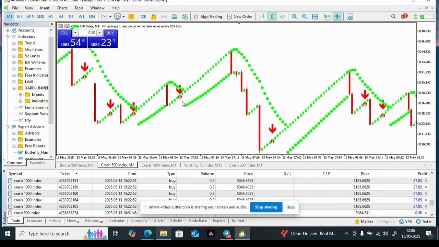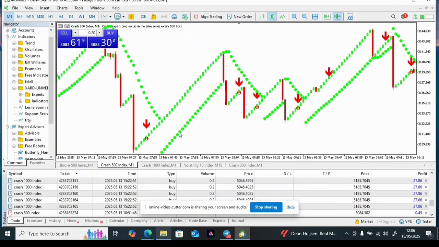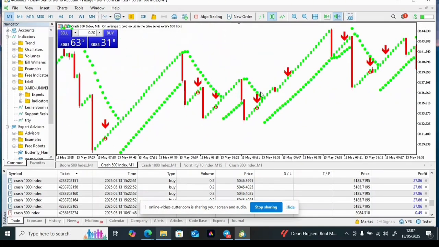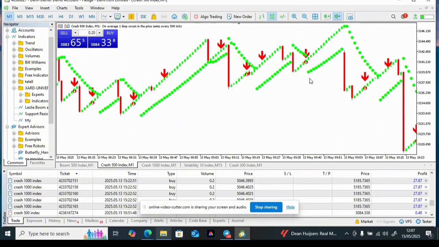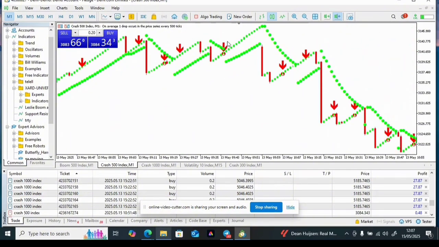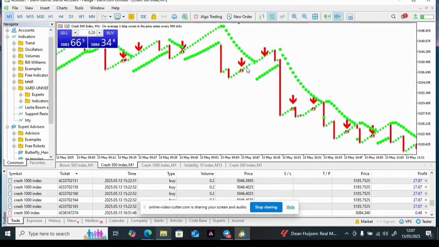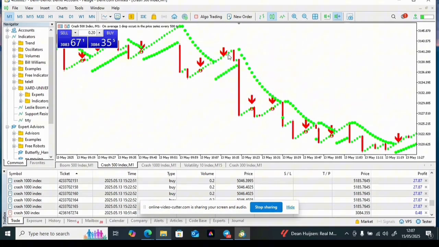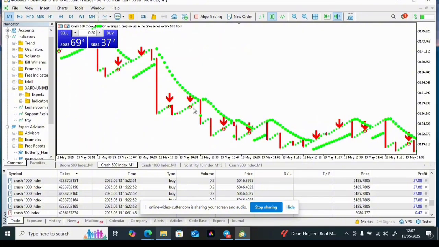Let's count the candles. That's 1, 2, 3, 4, 5, 6, 7, 8, 9, 10, 11, 12. Yeah, it's almost 16 or 17 candles. This was a loss. So this was a profit. This was a small loss. This was a small loss again. This was a profit. I don't know what happened here. Both showed together, but this was a good profit. All these ones are profits.